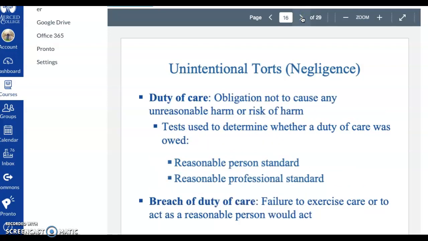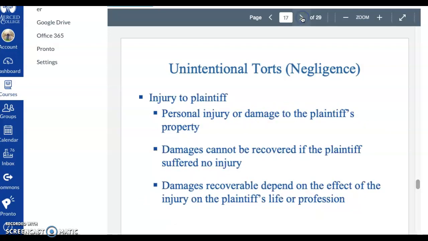Duty of care is an obligation not to cause any unreasonable harm. We're going to look at the reasonable person standard, which is what applies to everyone. And then a professional standard would be someone of the same occupation that would be held to that standard, say a doctor, attorney, anyone of that professional care. A breach would just be a failure to exercise that care.